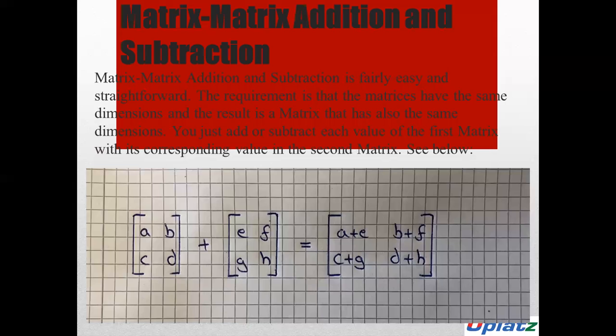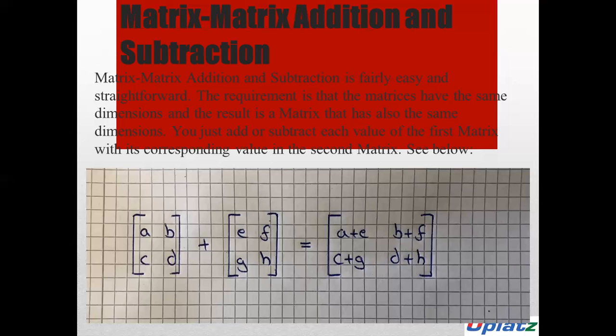Next, we will see matrix addition and subtraction, which is very easy and straightforward. The requirement is that the matrices should have the same dimensions. To add or subtract two matrices, they should be of the same shape. The result is also a matrix that has the same dimension. The output will also be a matrix with the same shape as the two matrices.